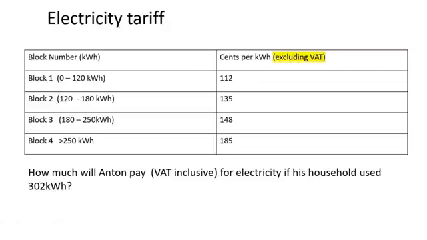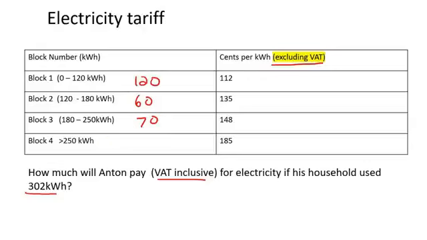So let's have a look. This is excluding VAT. Now, how much will Anton pay, including VAT, if his household uses 302? Okay, so 302 is down here somewhere. So we know that we start at the top. So we're going to use 120 in this one. We're going to use all the way from 120 to 180. So that's 60. From 180 to 250, that's 70. And then if you add these numbers together, that'll be 250.